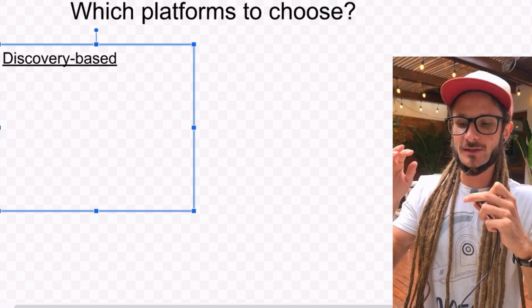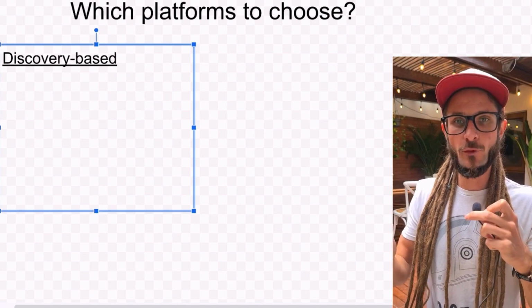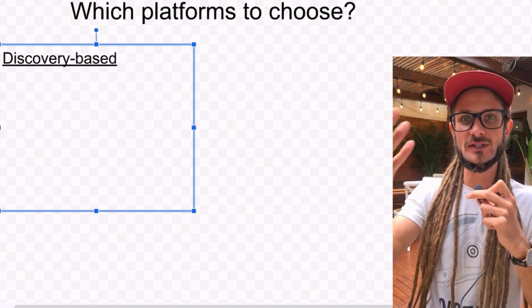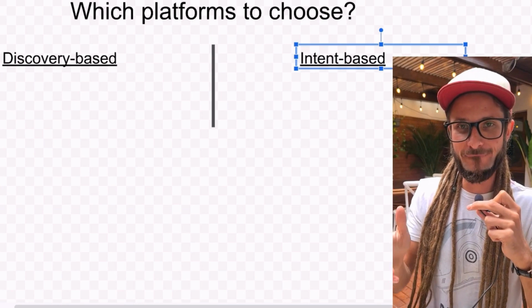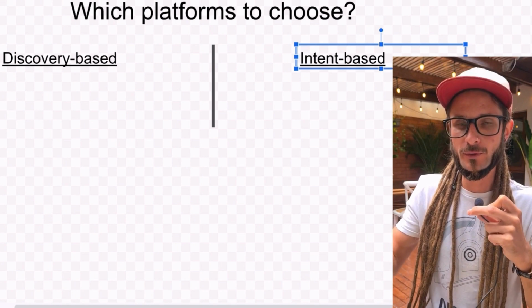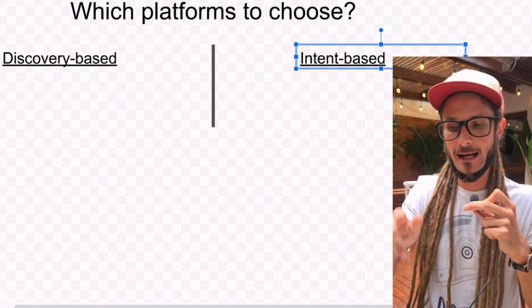So the first thing is understanding the difference between discovery-based platforms. These are platforms where you're scrolling through and content, ideas, offers, pitches come to you, and intent-based platforms, okay? Which are platforms where people are actively typing in the solution or their problems or their pain points directly into the platform. So this is how I like to think of it.